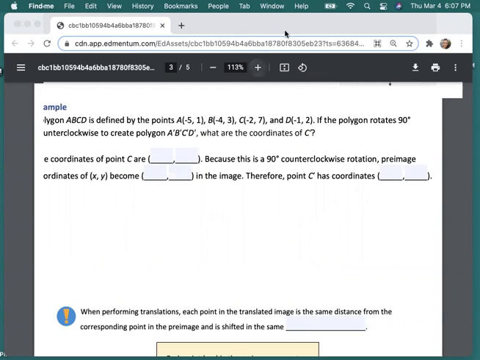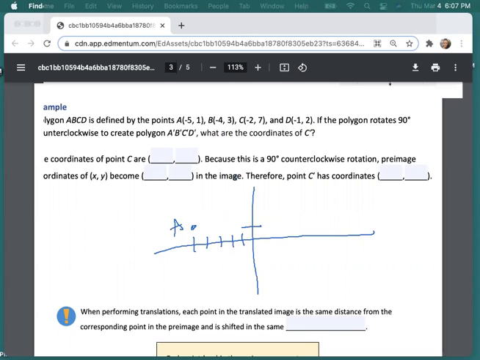So I'm going to draw this really fast. Graph paper would be helpful. So A is at -5, 1. B is at -4, 3. C is at -2, 7. And D is at -1, 2.